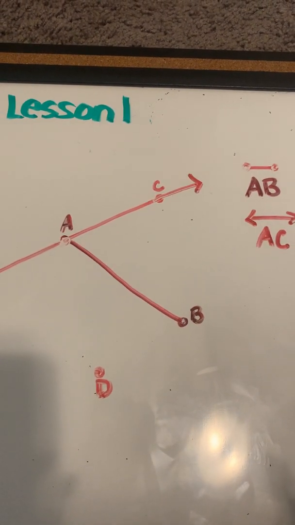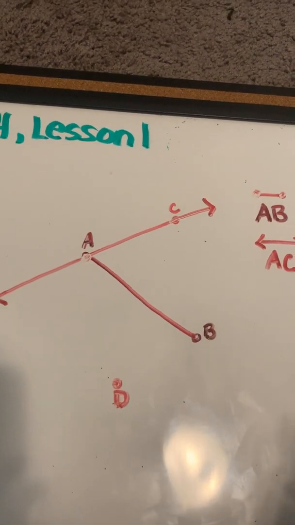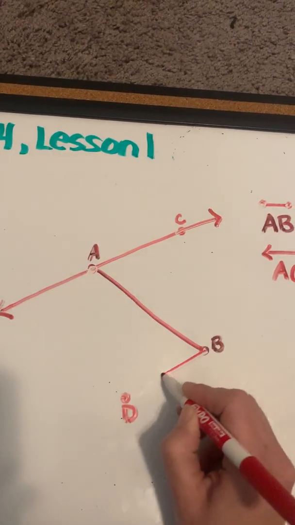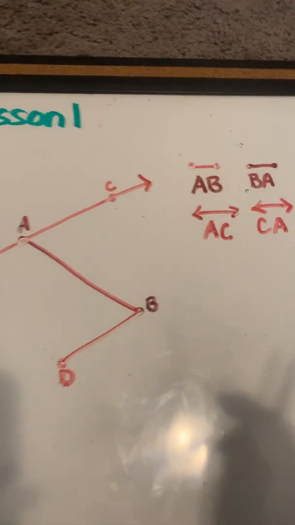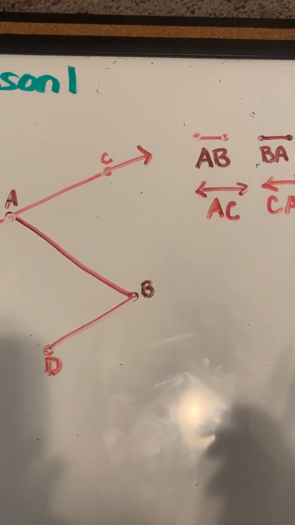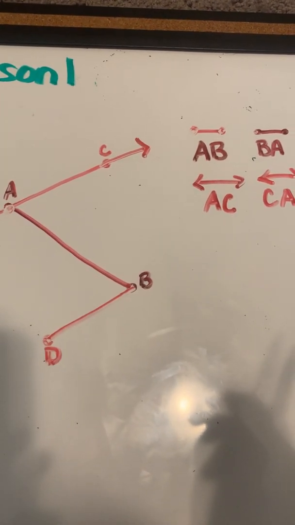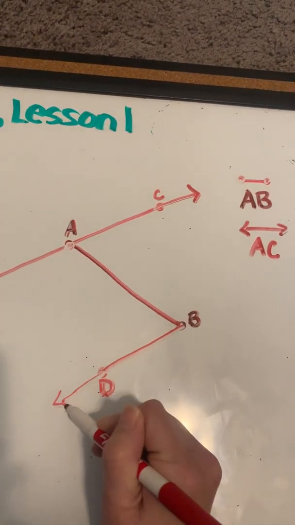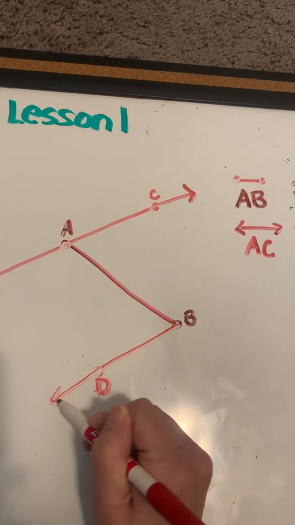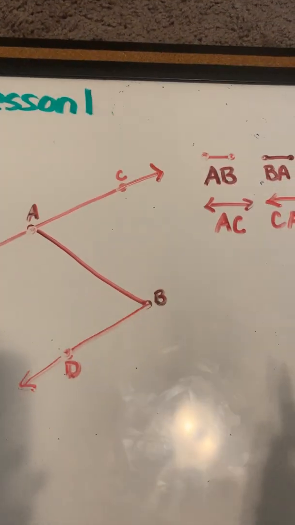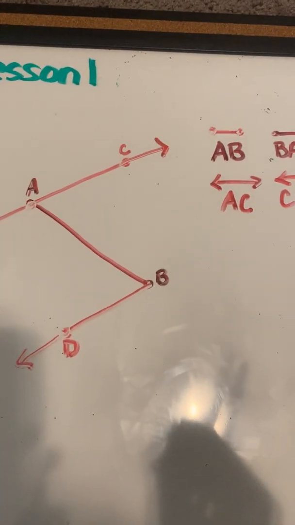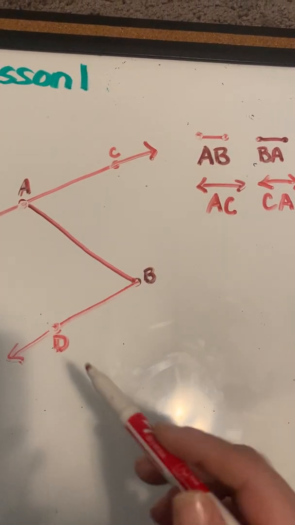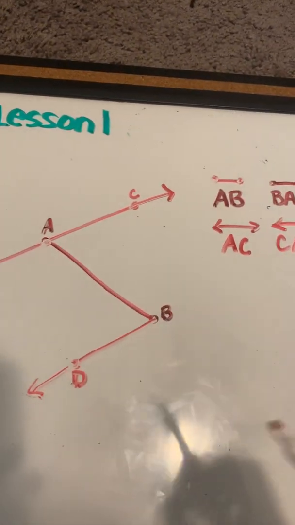Okay, and then we want to connect point B to point D. So I'm going to do it like that. Okay, now let's make it go past point D a little bit and draw a line. Okay, so now it's no longer a line segment because I kept going with it, right? So this one is a little bit longer than just doing the points.